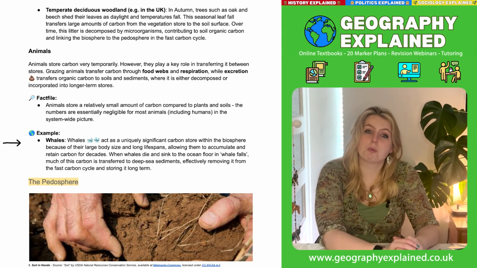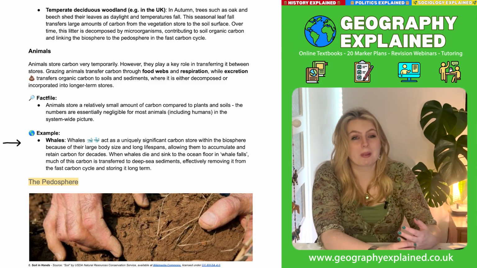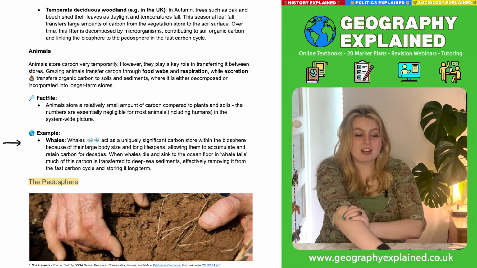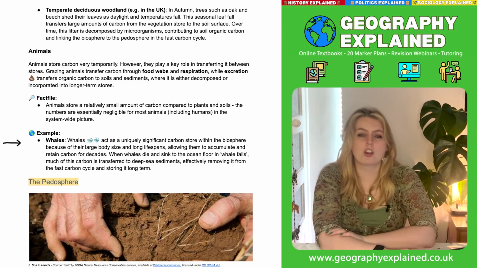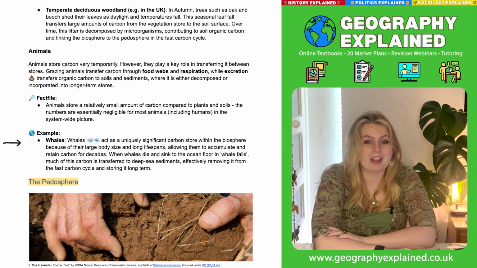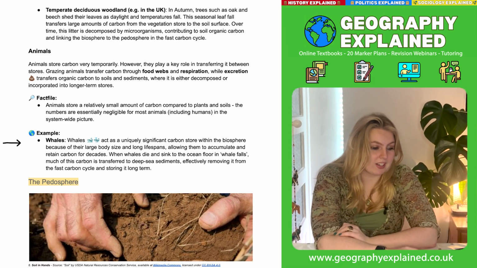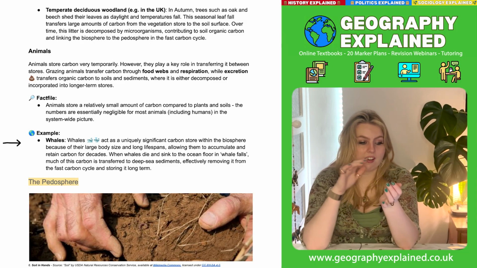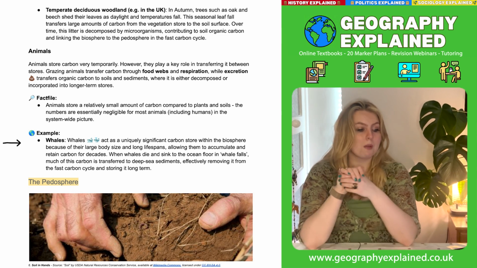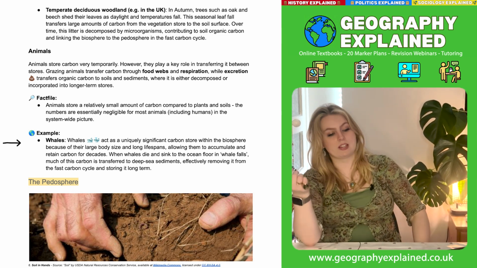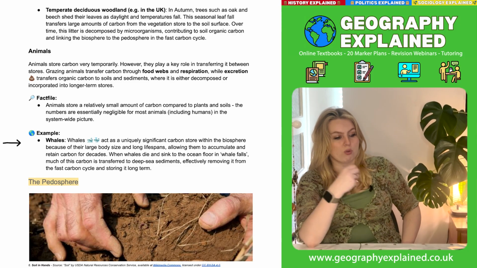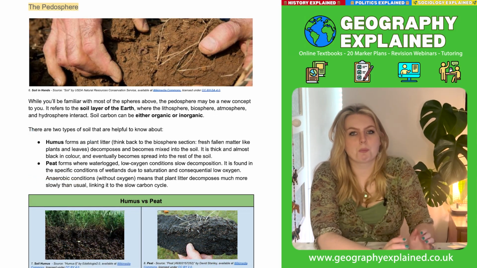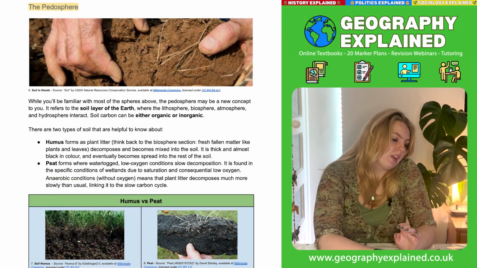Examples, whales, really important in the carbon cycle, again links quite topically into your Antarctica case study in the Global Systems and Governance module. They're really uniquely significant actually, because they have really large body size and really long lifespans relative to other animals, which basically allows them to accumulate and retain carbon for quite a lot of decades. So when they die and sink to the ocean floor in whale falls, much of this is transferred into those deep sea sediments, which means it's removed from the faster carbon cycle and stored for a much longer time.